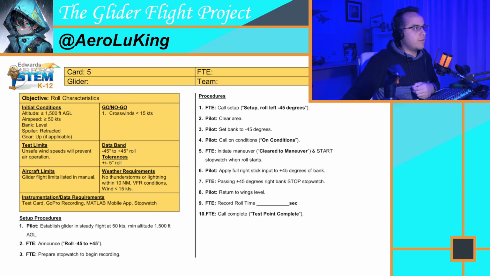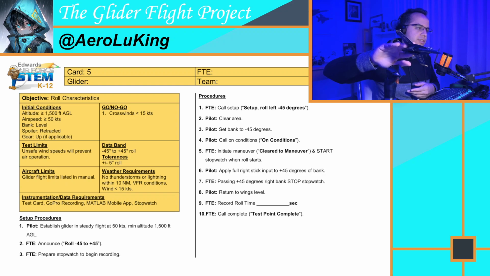Next card, card 5, roll characteristics. So this one, it was kind of that example I gave you in the beginning where you have a data band where you're asking the pilot to go minus 45, positive 45 with a plus or minus 5 error. And what you're trying to do here is you will record how long it takes time-wise to go from minus 45 to positive 45. And what I would suggest even for this card, even though it's not stating to do, is to actually try and figure out how much you might have angled.